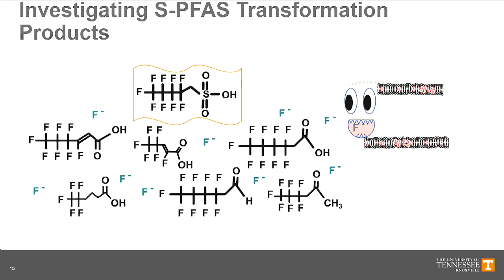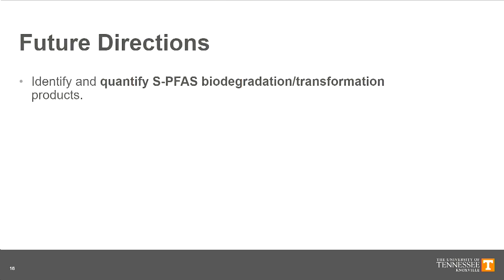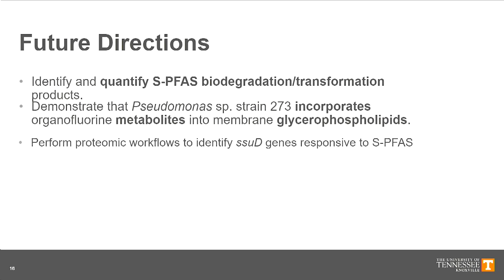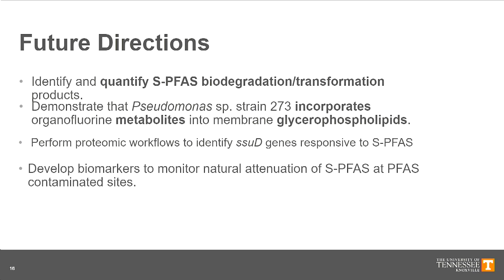And essentially what our plan is next is we want to specifically quantify those biodegradation and transformation products. And further, we are looking for those products in glycerol phospholipids, whether that's through metabolomics, lipidomics, as well as proteomics. And we had seen that there are 22 SSUD genes present, but we want to know which one is responsive, which allows for that sulfur acquisition from sulfur-containing PFAS. That way we can develop biomarkers to monitor natural attenuation of this transformation in PFAS-contaminated sites.